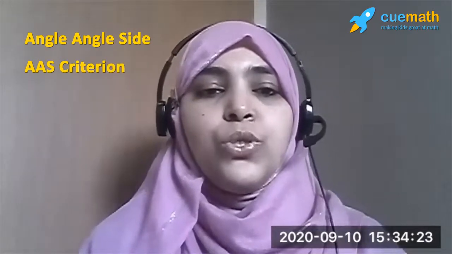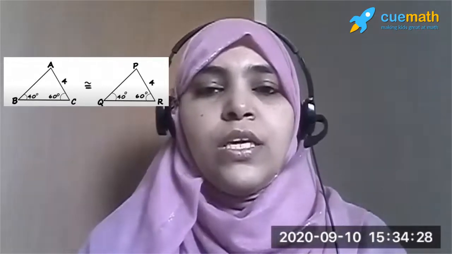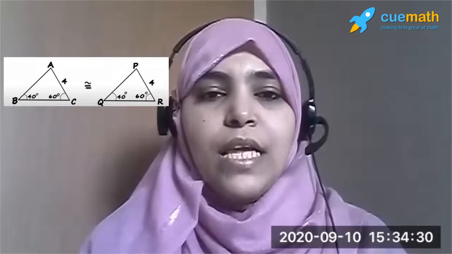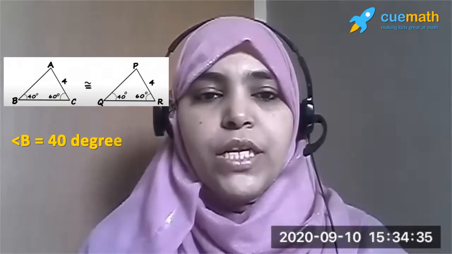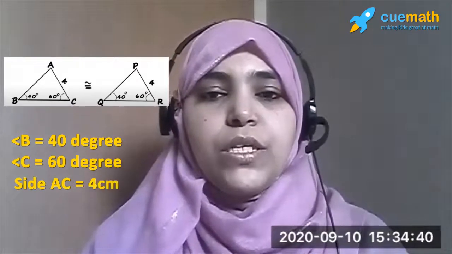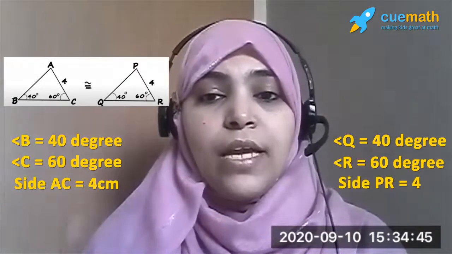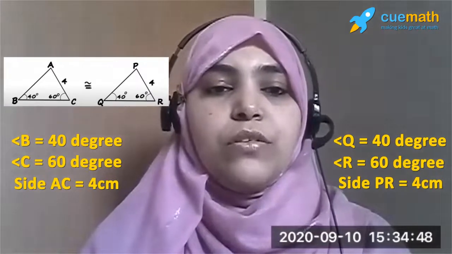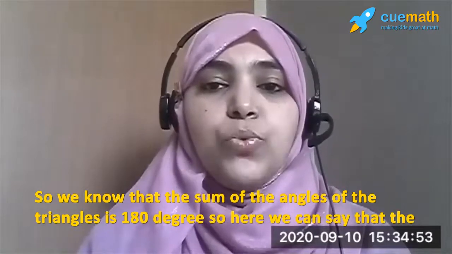Next, let us see the AAS criterion. Let us take two triangles, triangle ABC and triangle PQR. Angle B is equal to 40 degrees, angle C is equal to 60 degrees. AC is equal to 4 centimeters. Angle Q is equal to 40 degrees, angle R is equal to 60 degrees, and side PR is equal to 4 centimeters. So we know that the sum of the angles of a triangle is 180 degrees.